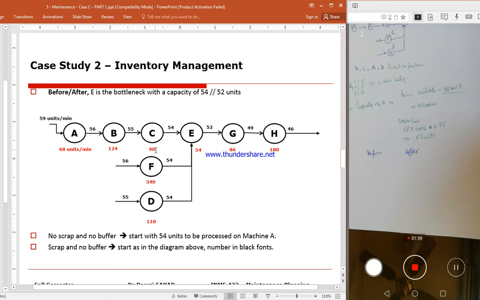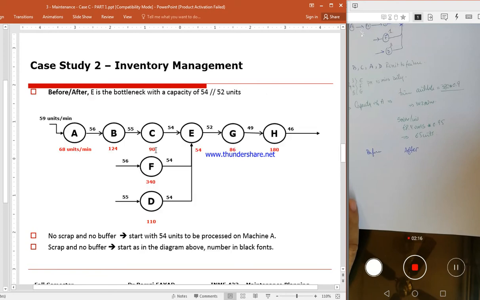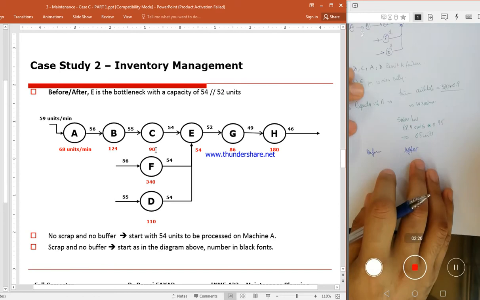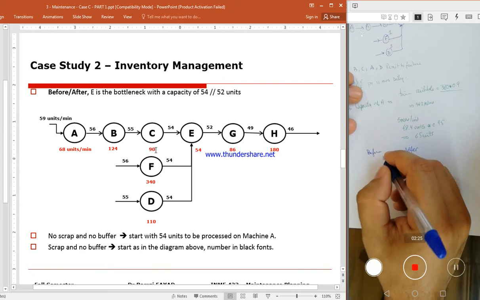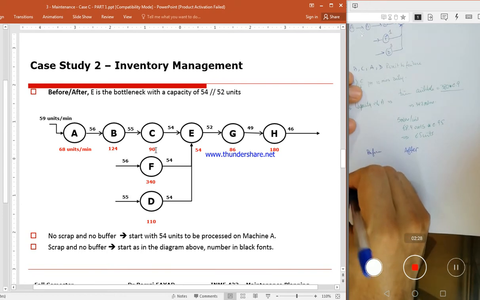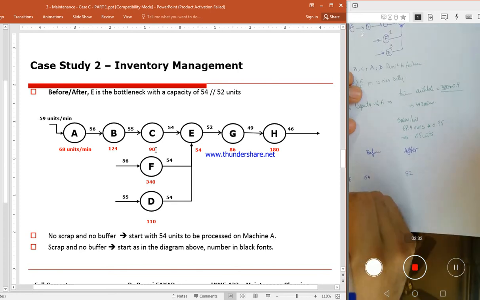is clearly obvious: the lowest number in red, which is 54. So 54 before E. If you look here, we have 54 before the scrap. After E, after the scrap, is 52. So here just the same: 54 before E, and after E is 52.